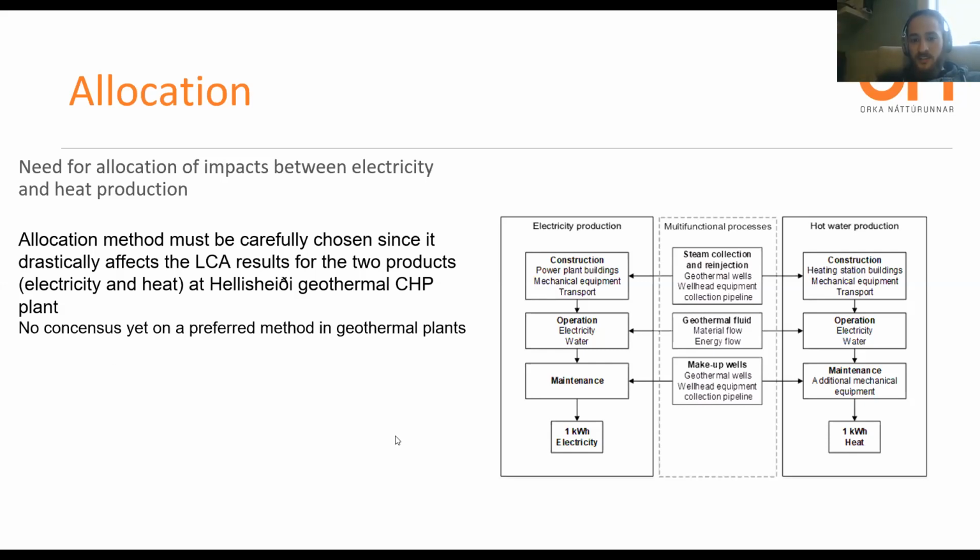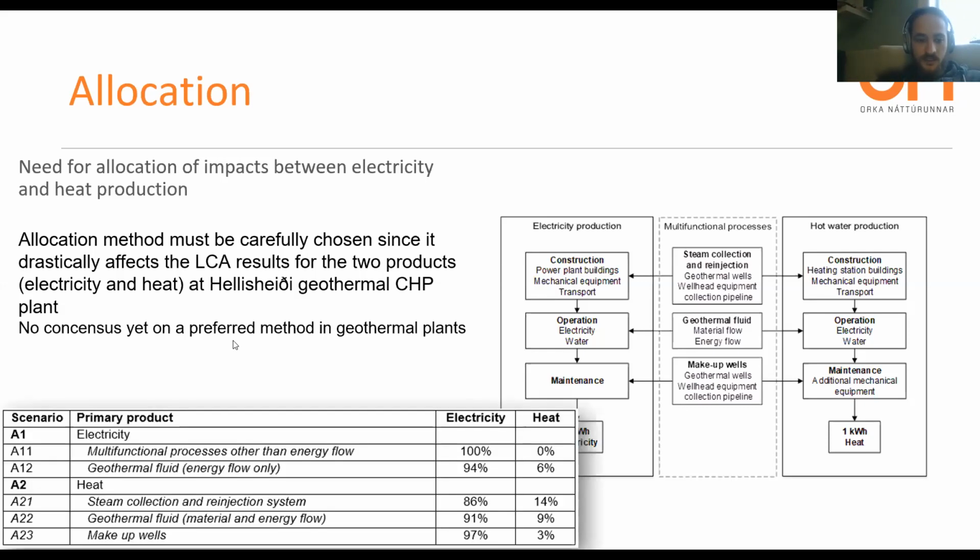So Martha performed an allocation where she looked at some things which are shared, like the geothermal wells and the wellhead equipment and the geothermal fluid. And then there are others that stand on their own, basically, within the power plant buildings, all the electrical generators and so on. Well, that's only on the electricity production side. And then on the hot water side, you have the heat plants and any additional components focused on this. And so Martha performed multiple allocation methods where she looked at multifunctional processes other than energy flow, geothermal fluid, and then as well looking at the primary product, electricity and heat, and how it gets shared between these different cases.